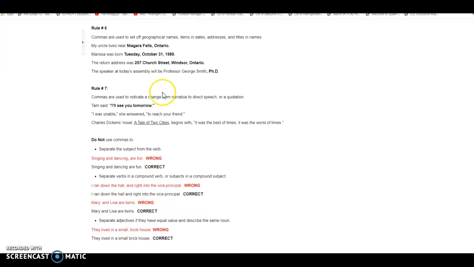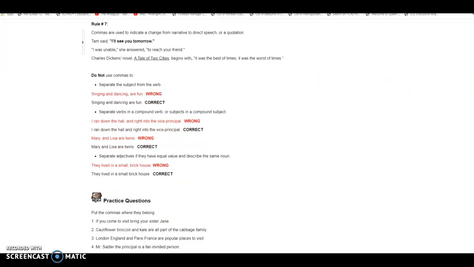Rule number 6, commas are used to set off geographic names, items and dates, addresses and titles. So things like Niagara Falls, comma, Ontario, Tuesday, comma, October 31st, comma, 1989. Of course, for dates and for geographic names, for addresses, we're always going to put in commas.